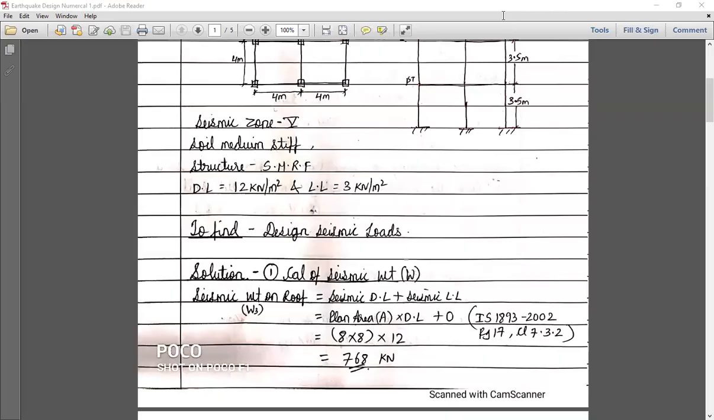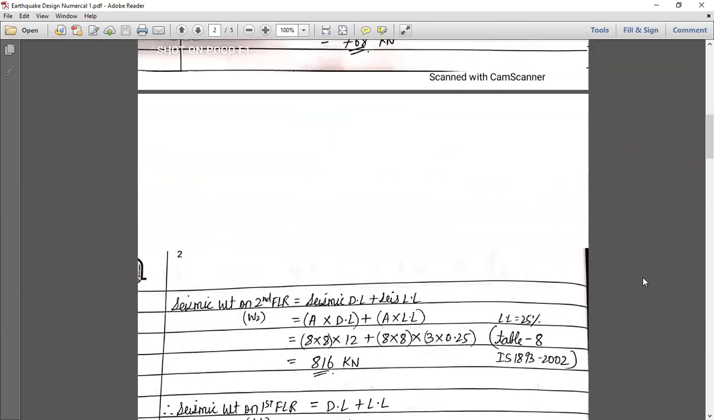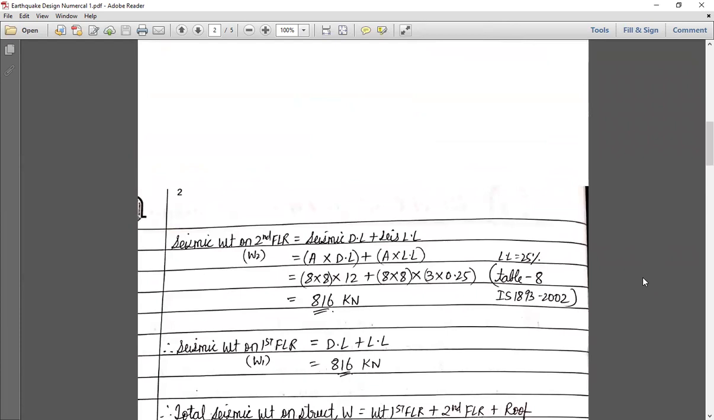So let us come back to the numerical. We have calculated the seismic weight on the roof. Now let us find out the seismic weight on the second floor. So again, it is given by seismic dead load plus seismic live load. So area into dead load, and seismic live load is area into live load. The area is the same. Now how much is the live load? 3 kilonewton per meter square. It is given in the question.